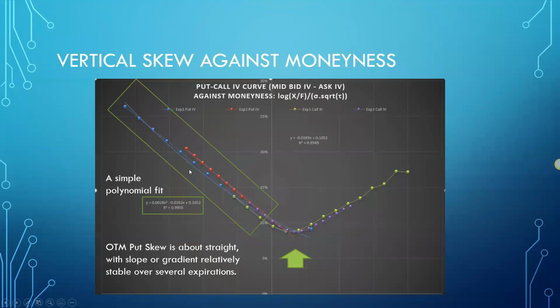The other thing that we can notice from this chart is that by using that compensating factor, sigma, which is the ATM IV, and the square root of the time to expiration, and Gary has done a lot of work in that field and will confirm and probably add to this, by using that compensation across expiries, you see that actually the put skew is fairly stable, and the slope is also similar.